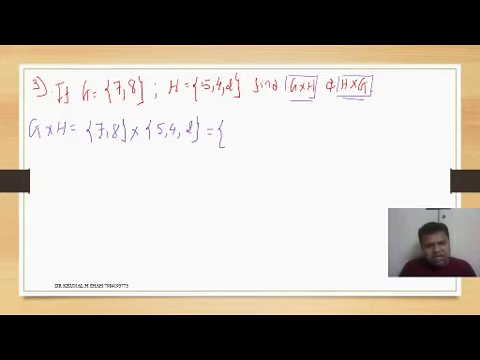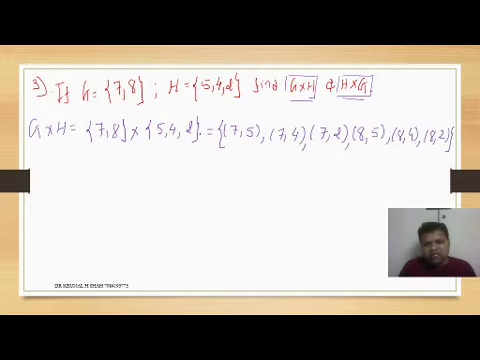So let's start with the 7. These are going to be ordered pairs. So what will this be? That is the first, 7, 5, 7, 4, 7, 2. Okay, completed with the 7. Let's start with the 8. Cross product with 8. So that is equal to what? So 8, 5, 8, 4, 8, 2.